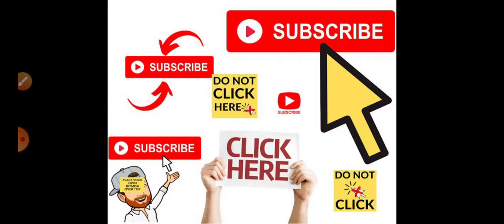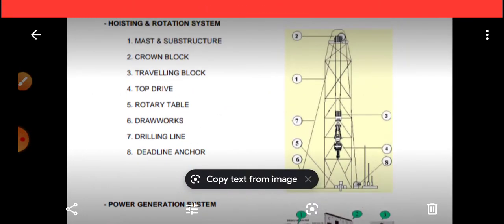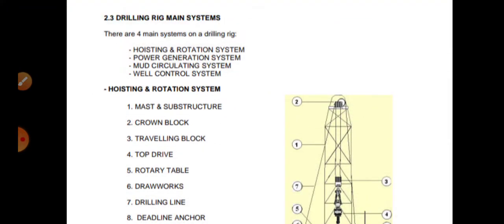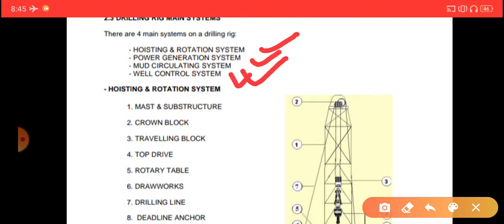Let us go to the topic. What are the rig main systems? There are four types of systems available. The first one is the hoisting and rotation system. The combination of these two systems is one here. The second one is the power generation system, the third one is the mud circulation system, and the fourth one is the well control system. These four systems we have in a drilling rig.